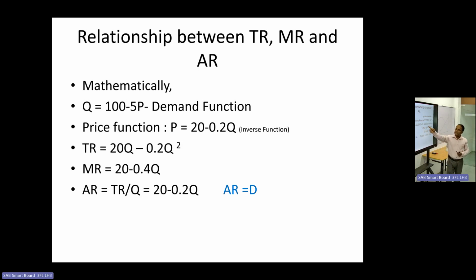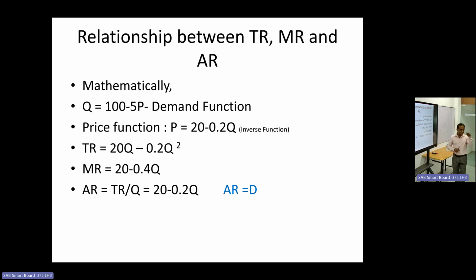So the demand curve slope is minus 0.2, and the marginal revenue slope is minus 0.4. It is twice the slope. When we compare the demand curve and the marginal revenue, the marginal revenue curve slope is twice as steep as the demand curve, right?